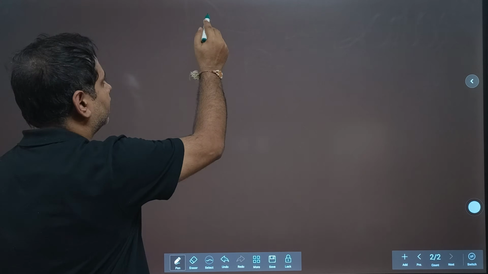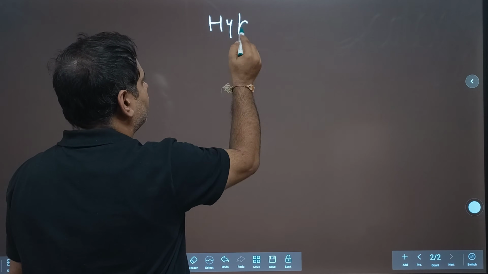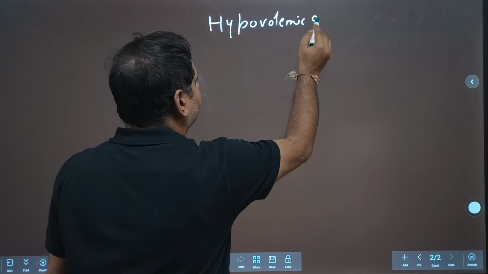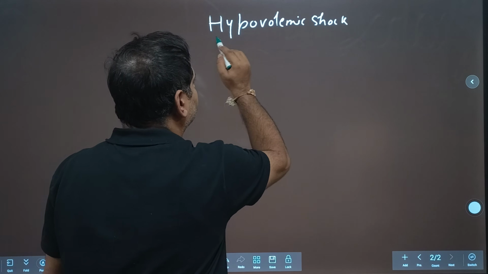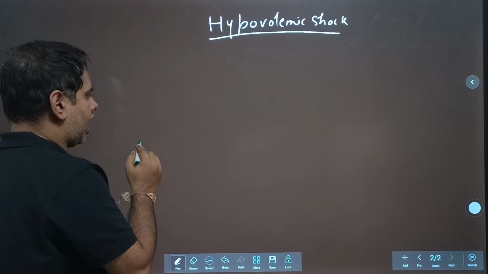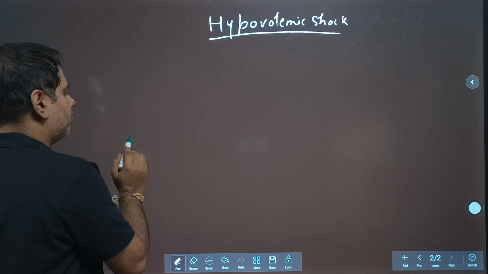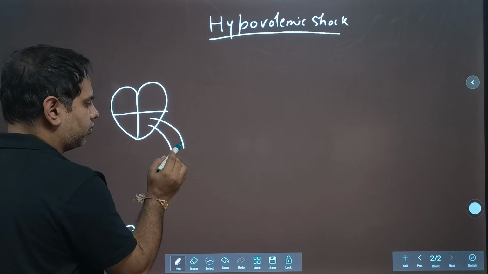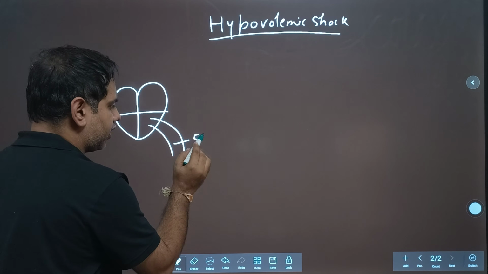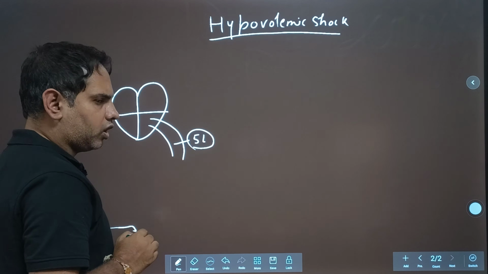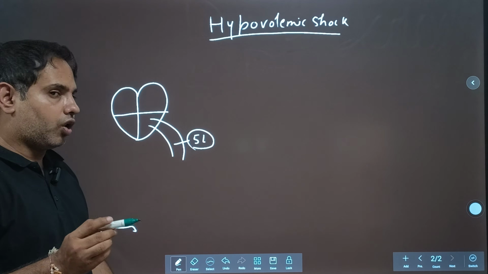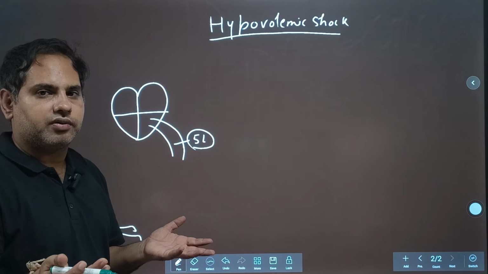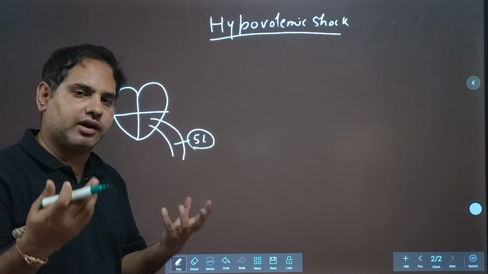So as I said, the first one is hypovolemic shock. Hypovolemic shock means your blood volume is going to decrease. This volume is 5 liters. How can this volume decrease? It can decrease due to bleeding. Bleeding can be internal, and hemorrhage can be external.